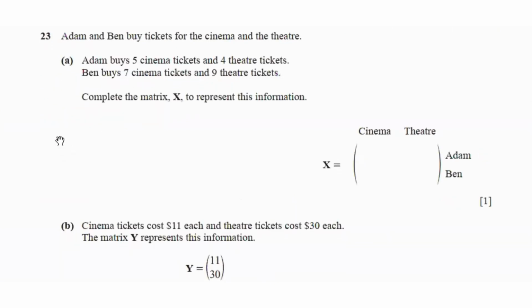Question 23 says Adam and Ben buy tickets for the cinema and the theater. Adam buys 5 cinema tickets and 4 theater tickets. Ben buys 7 cinema tickets and 9 theater tickets. Complete the matrix X to represent this information. So that's going to be cinema tickets for Adam are 5 and theater are 4. For Ben, cinema tickets are 7 and theater are 9. Literally just put this information as it is in the matrix.